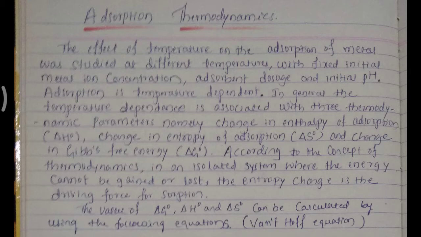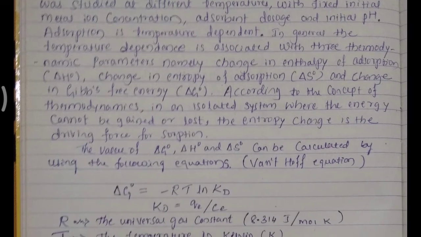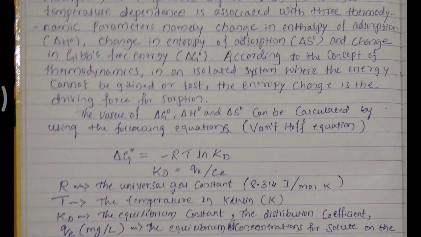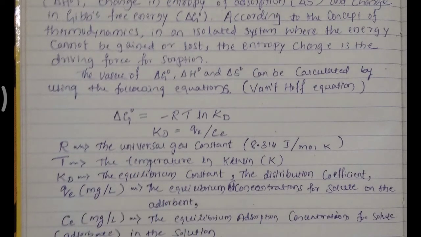symbol delta G naught. According to the concept of thermodynamics, in an isolated system where the energy cannot be gained or lost, the entropy change is the driving force for sorption. The values of delta G naught, delta H naught, and delta S naught can be calculated by using the following equations. The first equation: delta G naught equals minus R T ln Kd, where Kd equals Qe divided by C.